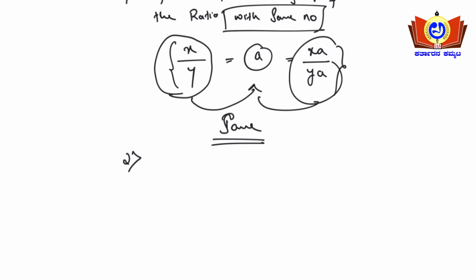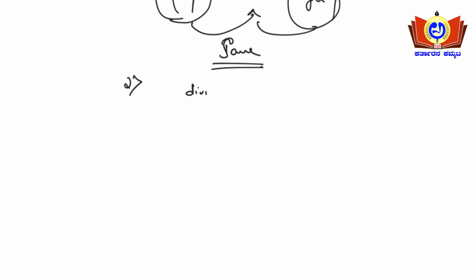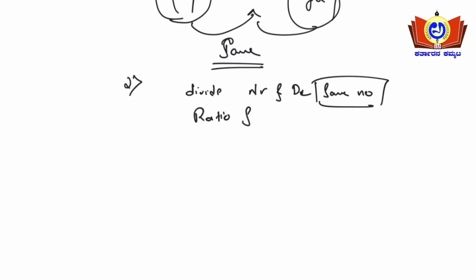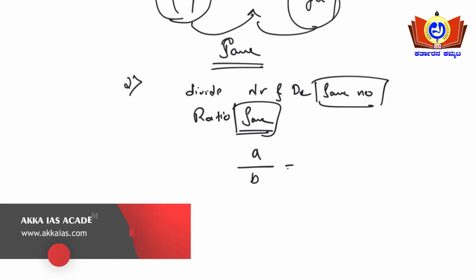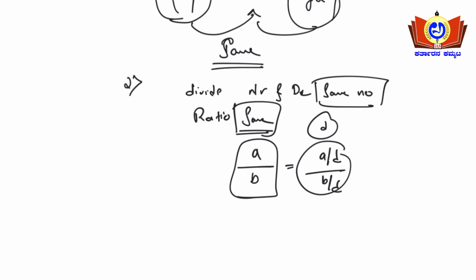The second property is, if we divide the numerator and denominator by the same number, the ratio also remains the same. Let us take a by b as the ratio. If you divide both by d, the same number, we get a by d upon b by d. The ratio of a by b and a by d upon b by d will be the same.